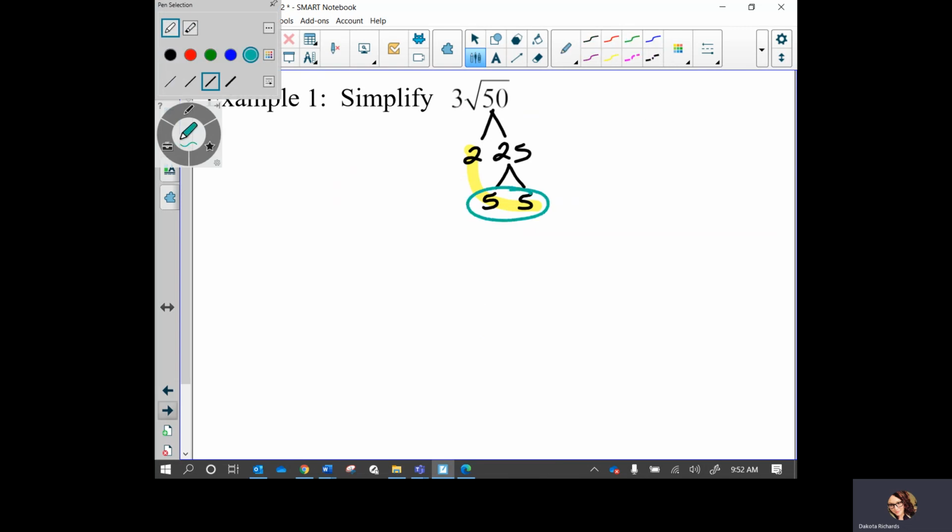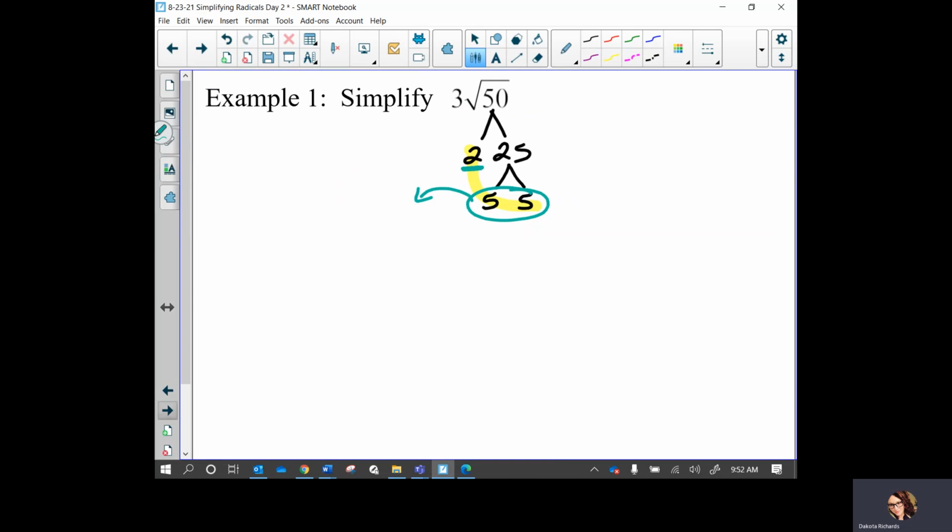So when you have a pair, that means they come together as one unit and they come out. That one unit comes outside the radical. Whatever's left over stays on the inside. We call him the single Pringle.